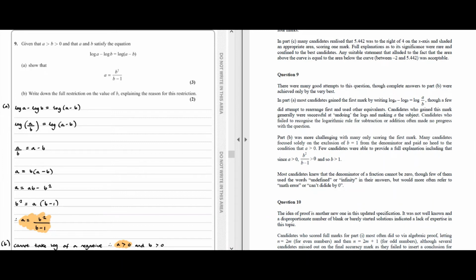Few candidates were able to provide a full explanation, including that since a is greater than 0, b squared over b minus 1 is greater than 0, and b therefore is greater than 0. Many candidates knew that the denominator of a fraction cannot be equal to 0, though few of them used the word undefined or infinity in their answers, but would more often refer to math error or cannot divide by.